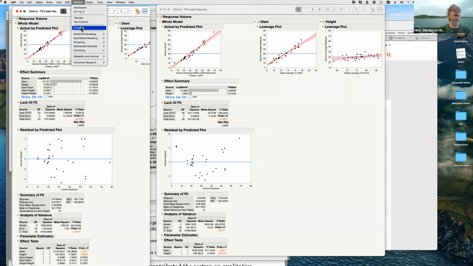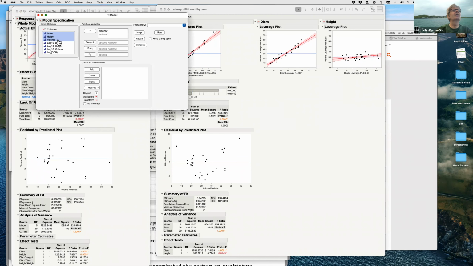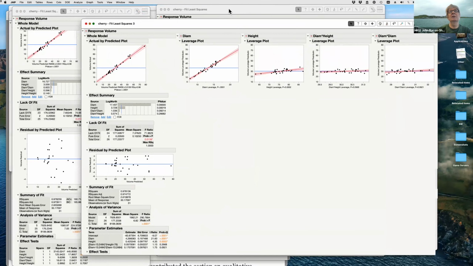So we can try again. This time we're going to try it with diameter and height and the cross product of those two, diameter and height cross product. And we're going to add in diameter squared, which maybe is also useful. So we know that height squared is not important, at least compared with this one.